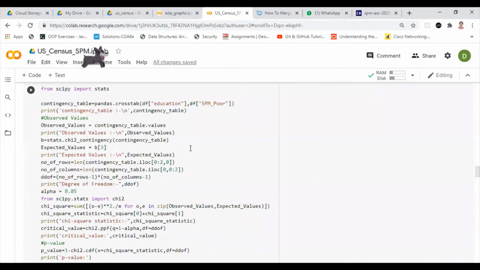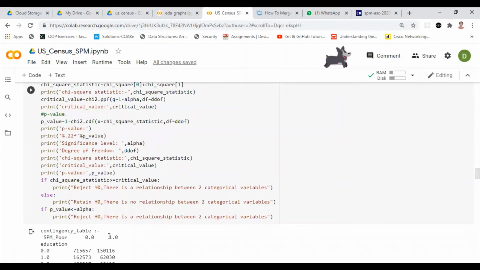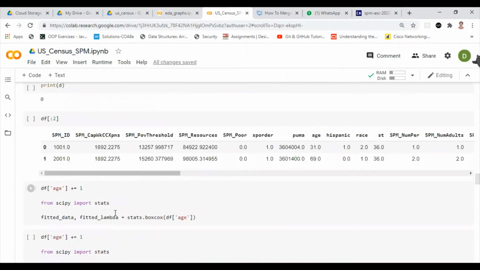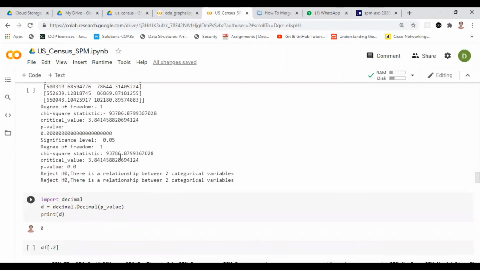After that, a hypothesis test was also performed between education and poverty. Again, it was observed that the p-value was less than the alpha value or level of significance, which was chosen as 0.05. Hence, the null hypothesis can be rejected and it can be said that there is a correlation between the two categorical variables.